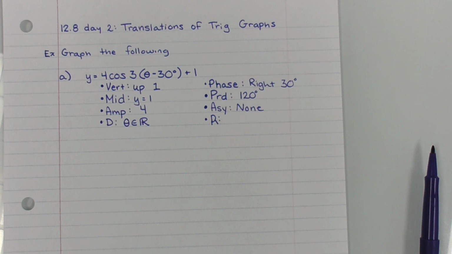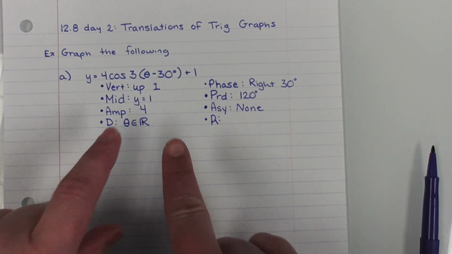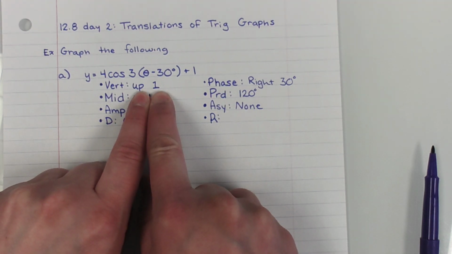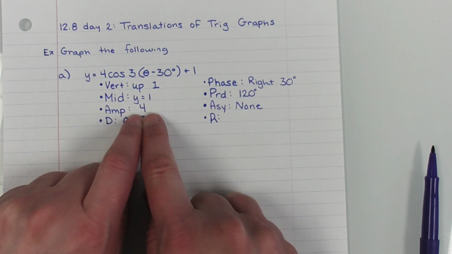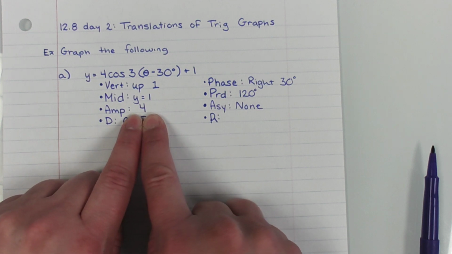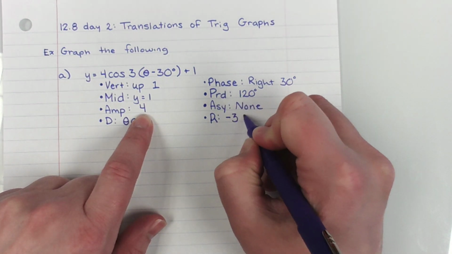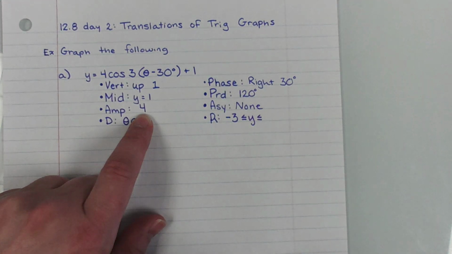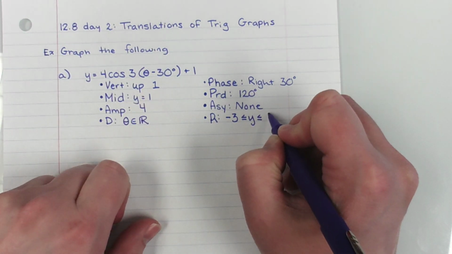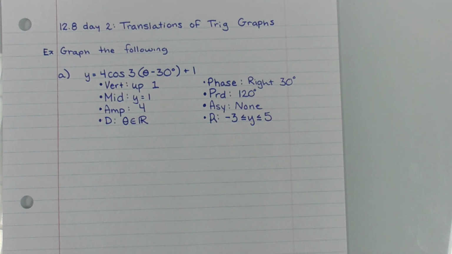I heard -4 and -1, and neither of those are correct. I hate to break it to you. -3. Because the graph moved up 1. And it gets its minimum by going to the minimum line, and the minimum line is an amplitude above and below that for minimum and maximum. 4 below 1, negative 3. Less than or equal to y, which is less than or equal to 5, because 4 above 1 is 5. Now, if you don't get those until after you graph it, that's okay.